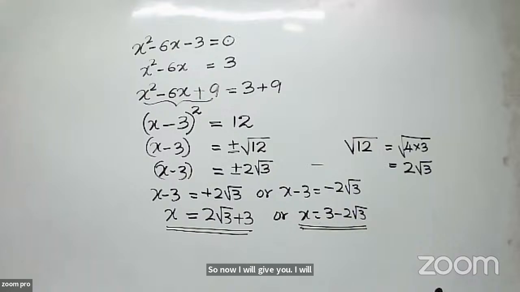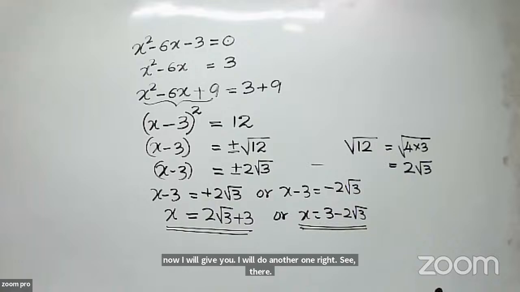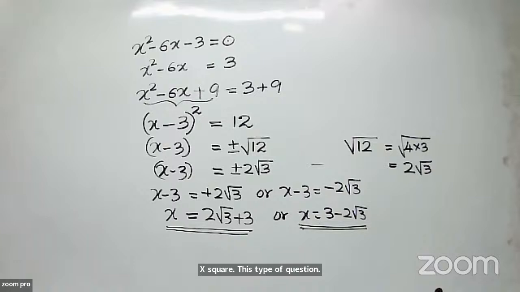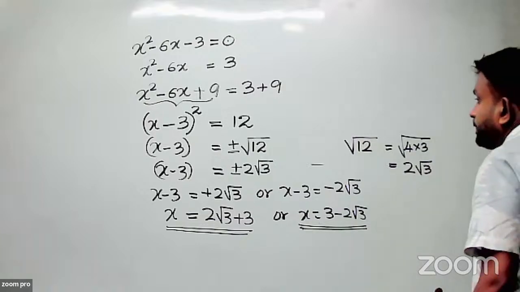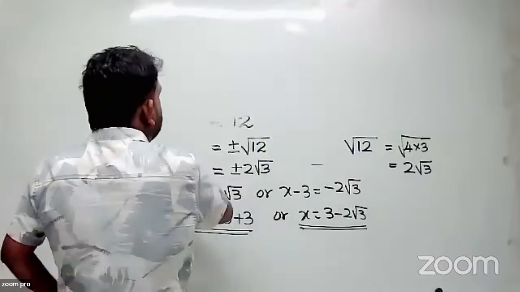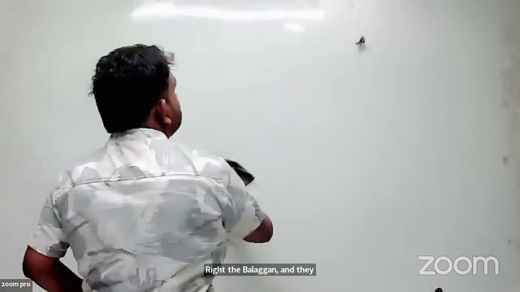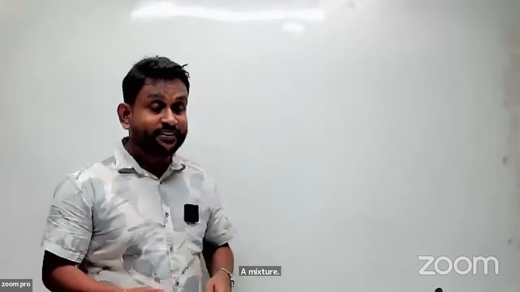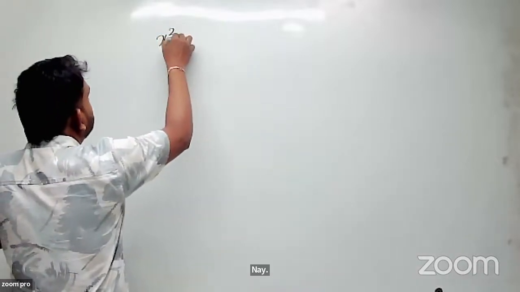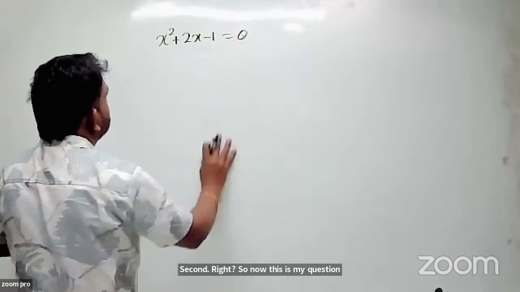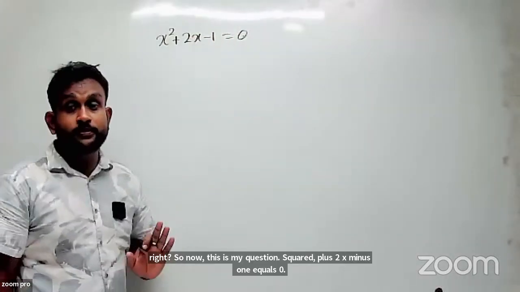See there, x squared, this type of question. So here, not factorized means a perfect whole number is not taken as the answer. Now this is my equation: x² + 2x − 1 = 0. Is it factorized? No. This is not factorized.